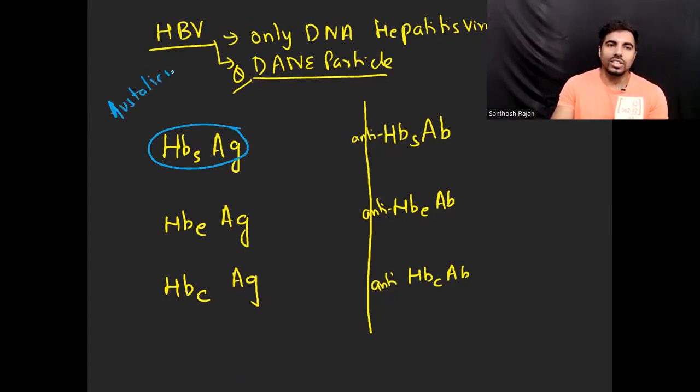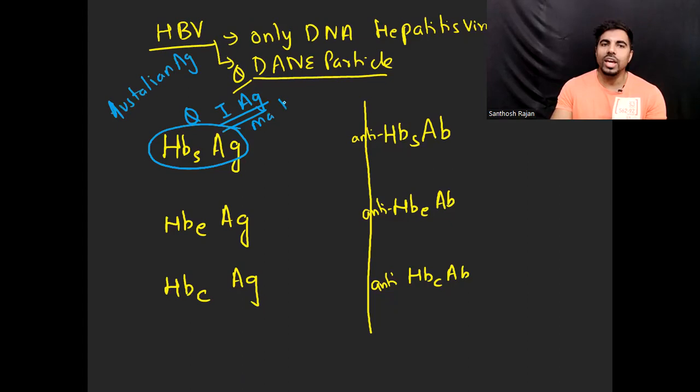Australian antigen. This is the first antigen to appear in the blood. This is the first marker. It's a screening marker. Everything is HBs antigen only. This is the best marker. Screening is always HBsAg. Now, what does it say?